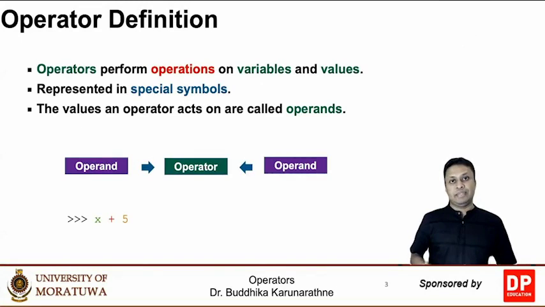Let's first look at what an operator is. Operators are used for performing operations on variables and values. And what are operations? The simplest operations we know are addition and subtraction. The values that an operator acts on are called operands. In this example, plus is the operator, x, a variable, is the first operand, while 5, a value, is the second operand.